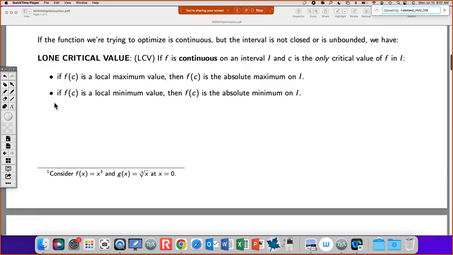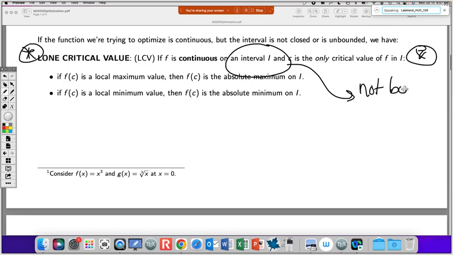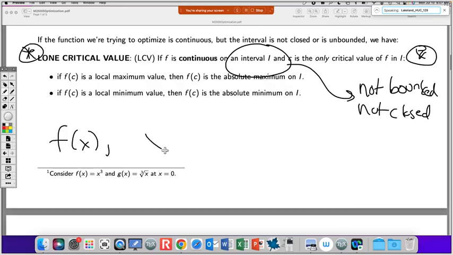And we'll see this in one of the examples we do today as well. So this is what we use if on the interval, maybe it could be not bounded, or maybe not closed. So like let's say you're trying to optimize a function for positive values x, something like that. Okay.